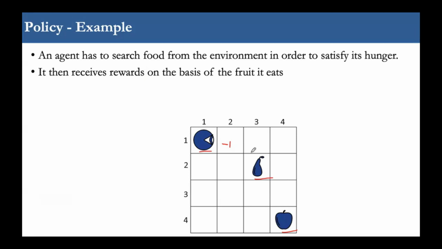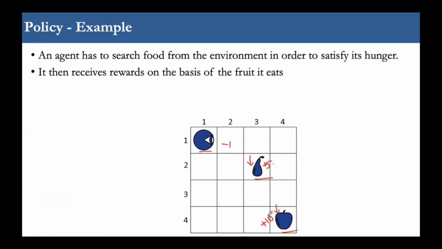If the agent moves to a cell which has a pear, then it gets a reward of +5. And if the agent moves to the apple, then the agent gets a reward of +10. So for example, this is the scenario we have. Okay, so now you know what the reward is. Moving between the cells where there is no fruit, the reward is -1. If there is a pear, then the reward is +5. If there is an apple, then the reward is +10.